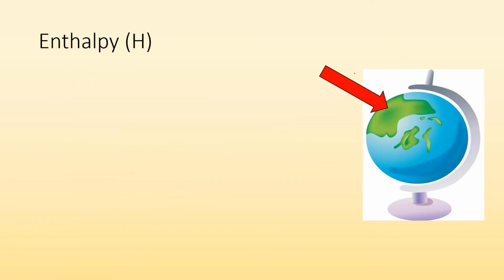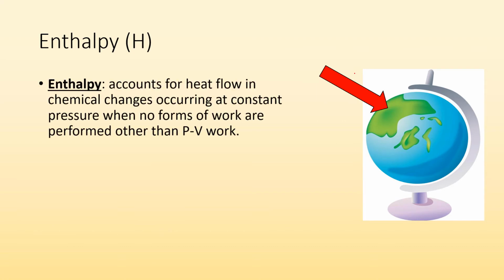So yeah. All right, enthalpy. Another globe with an arrow on it. What's that all about? Well, enthalpy accounts for heat flow and chemical changes occurring at constant pressure with no forms of work except for PV work, right? So H equals E plus PV. Enthalpy equals internal energy plus the pressure times the volume.